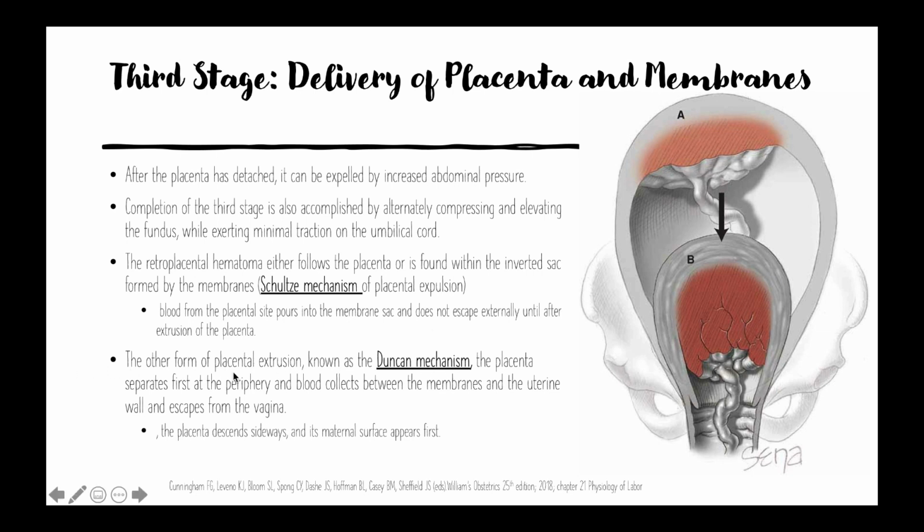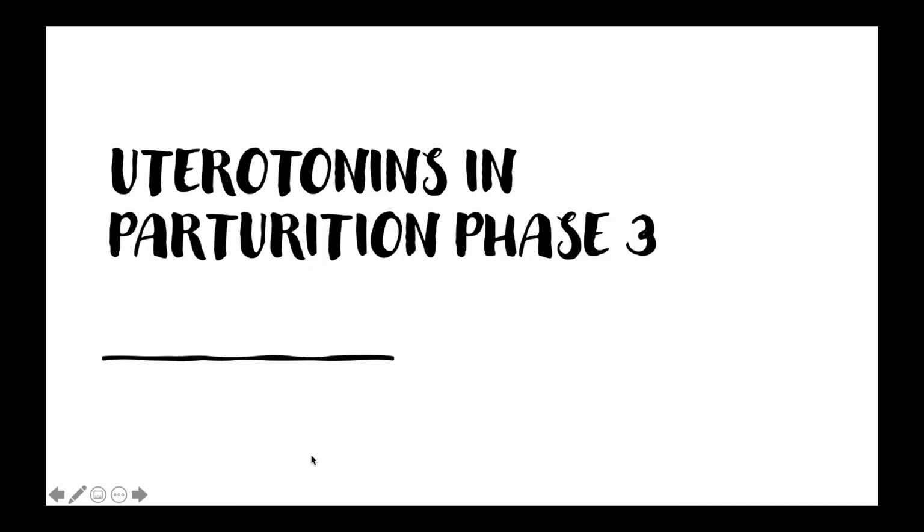The other form of placental extrusion is known as the Duncan mechanism. The placenta separates first at the periphery, and the blood collects between the membranes and the uterine wall and escapes from the vagina. The placenta descends sideways, and its maternal surface appears first.